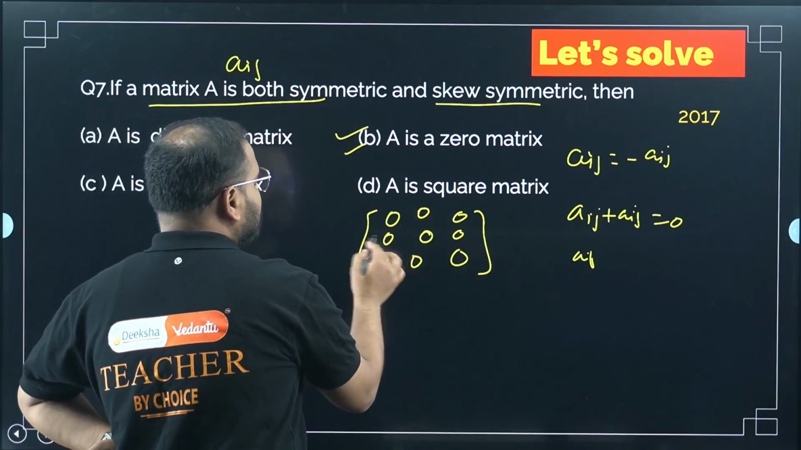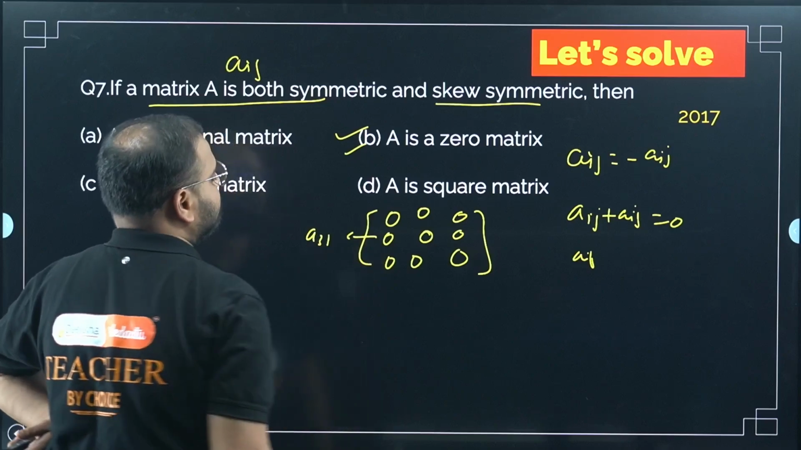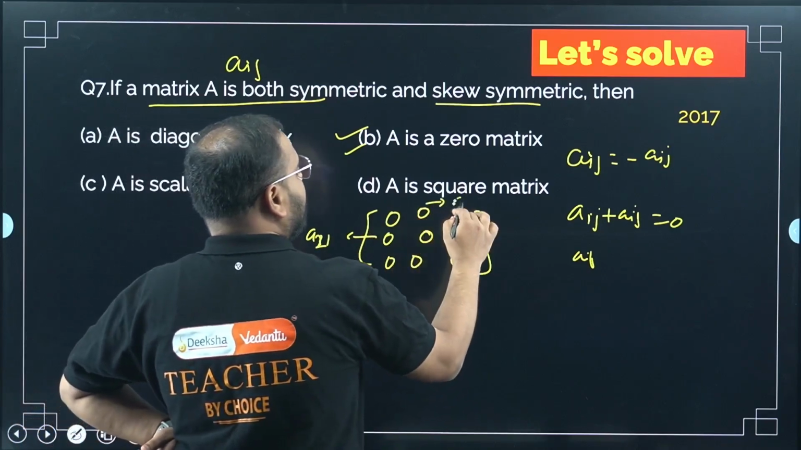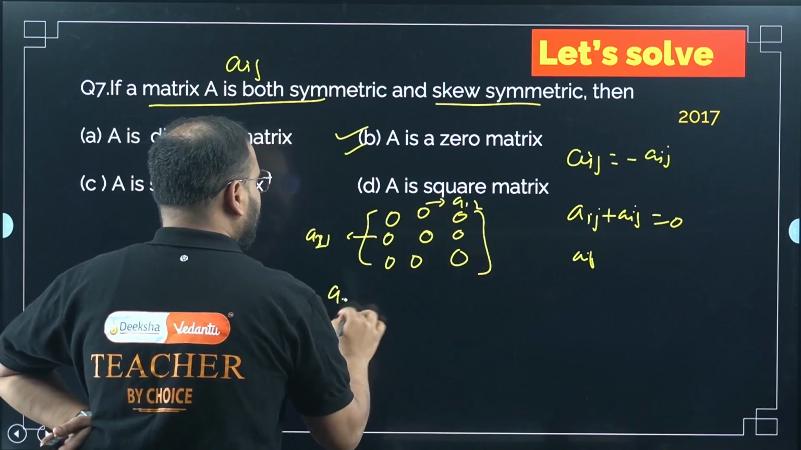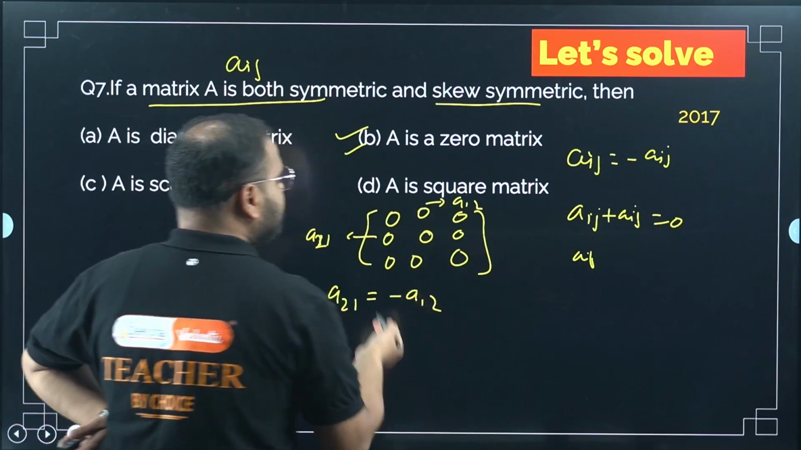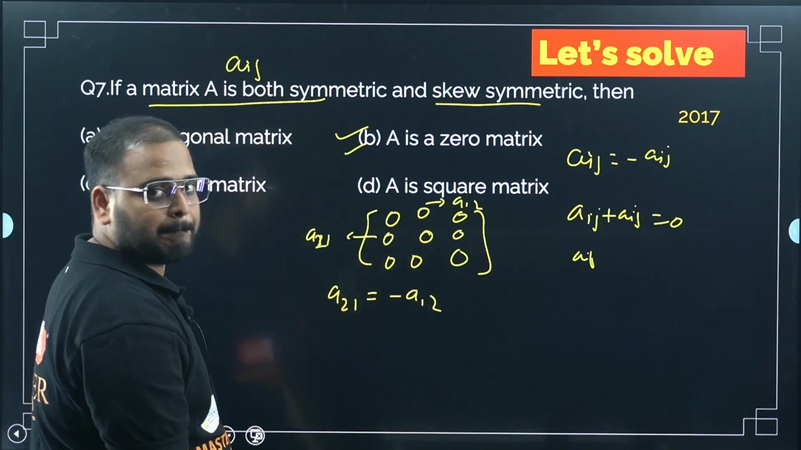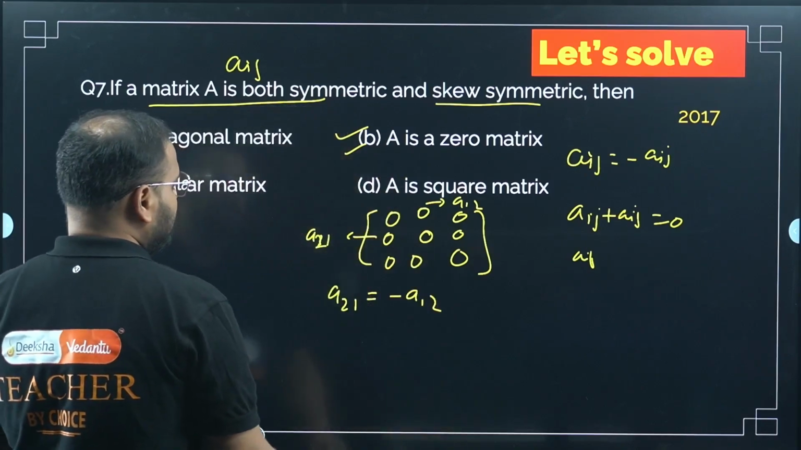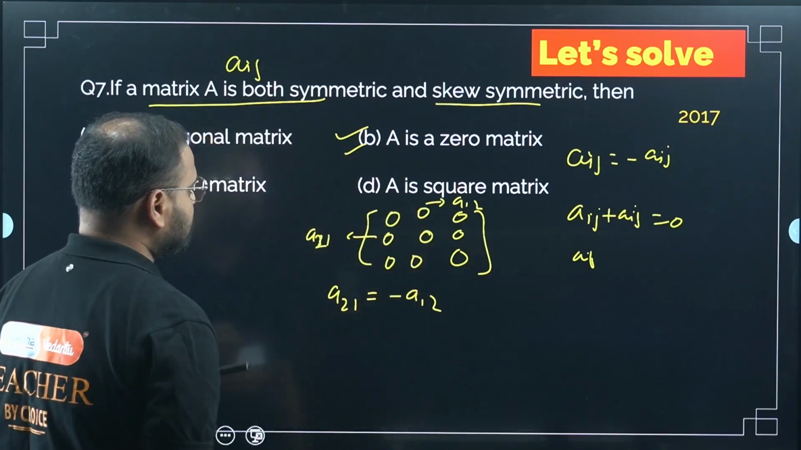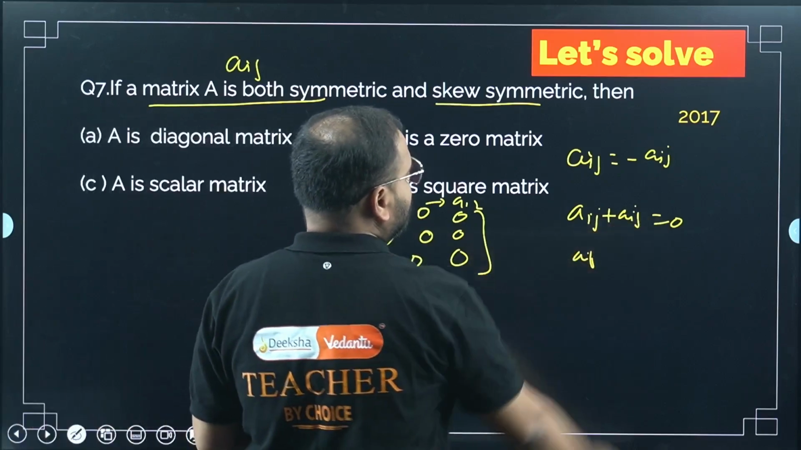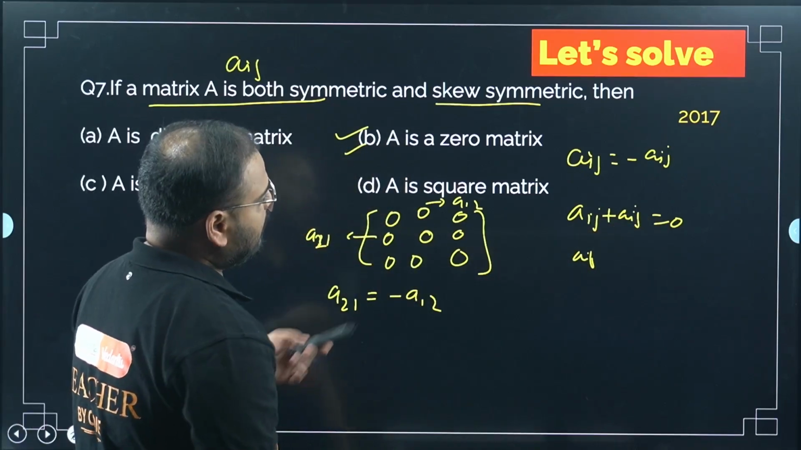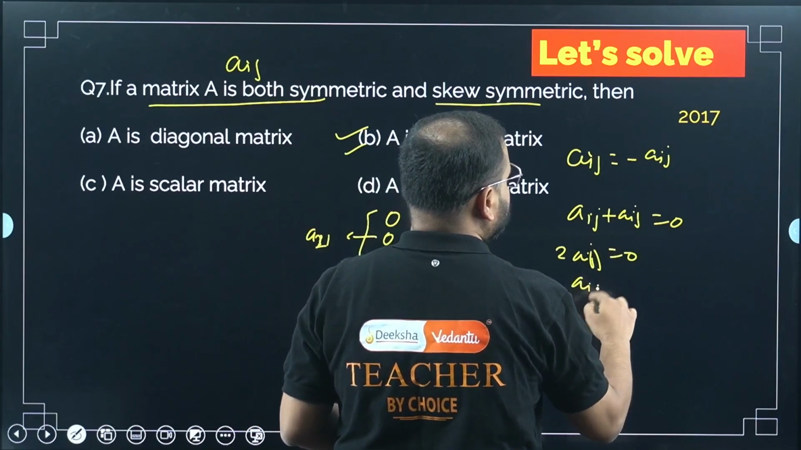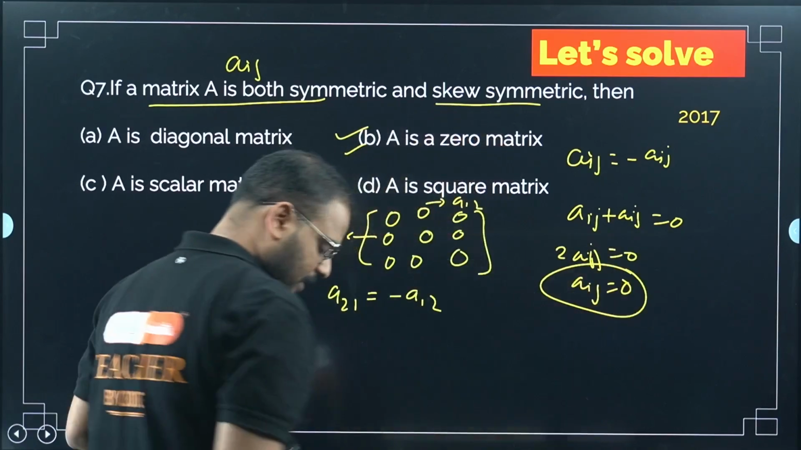Correct, right? So both of them will be true only under this condition. Because let's say this is A21, and this is A12. What is the condition? A21 equals minus A12. This will happen only if it is 0 and 0, no? Correct? So 0 minus 0, so 0 matrix. Okay? Alright. Please check. If you add, it will also become 0 only. So Aij plus Aij is 0. So 2Aij is equal to 0. What is my Aij? Simply 0.